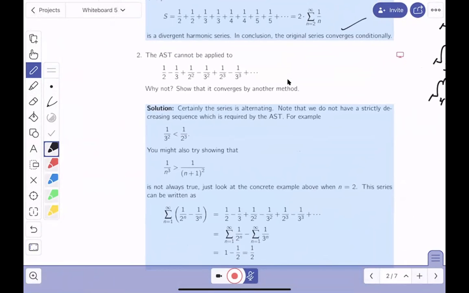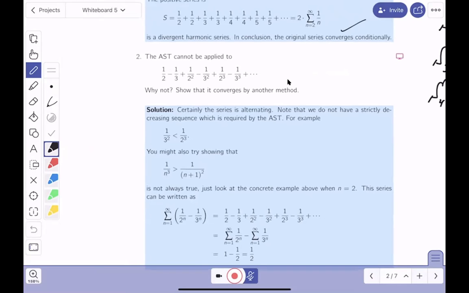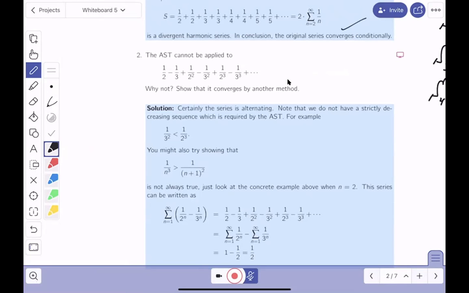Again, I'm starting with a question here. I'm not sure why I started with that question because it's a more difficult question. All right. But often the AST is misunderstood. So, you know, it says, why not? Why can't the AST be done here? And I'm going to say right now, it's definitely an alternating series. So that's given. I'm looking at that, you know, plus, minus, plus, minus, plus, minus. But then they go on to say, the reason it can't be done is because in the alternating series, what I need to do for that is I need to make sure that it's decreasing.